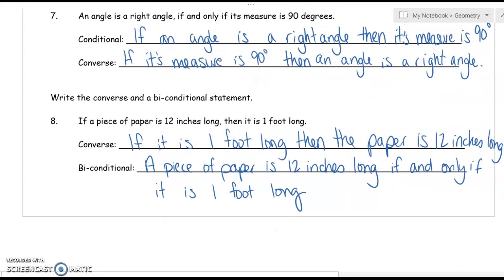So that is all of the different types of statements that you can have. Converse, inverse, contrapositive, biconditional. So yeah, you should be pretty good.